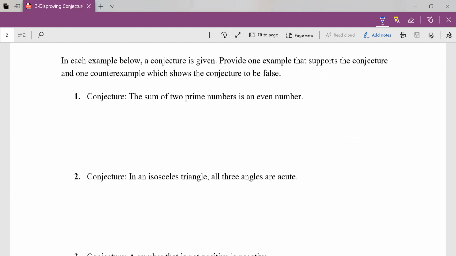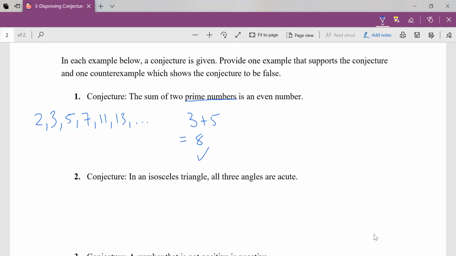The first thing I need you to know is what a prime number is. A prime number is divisible by 1 and itself, not including 1. So your prime numbers look like this, and so on and so forth. Someone made the conjecture that if we add two prime numbers together, we get an even number. So 3 plus 5 is 8. Boom. We have given an example that works.